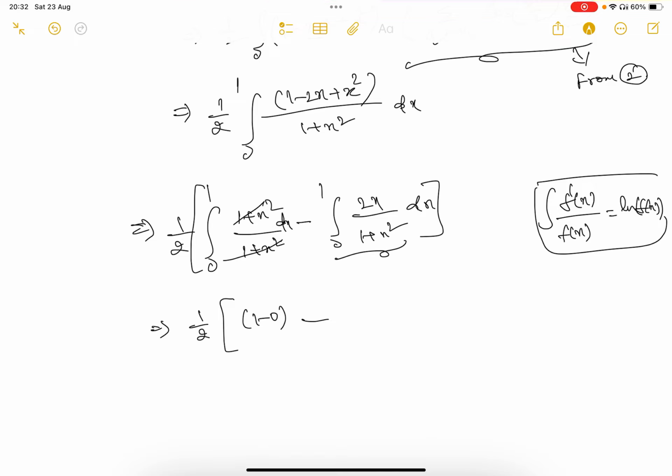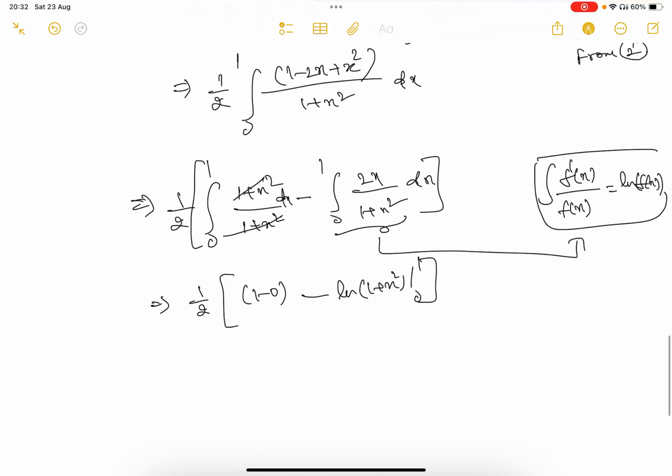Then you can use this formula here. If you differentiate 1 plus x square, it will be 2 of x, right? Which will be 2x, then it will be ln of 1 plus x square. Integral limits are 0 to 1. This is half into 1 minus 0 is 1 minus, this will be ln of 1 plus x square. X square is 1 square, then it will be ln 2. Ln 1 plus 0 will be ln 1, which is 0. So this is half minus half ln 2.